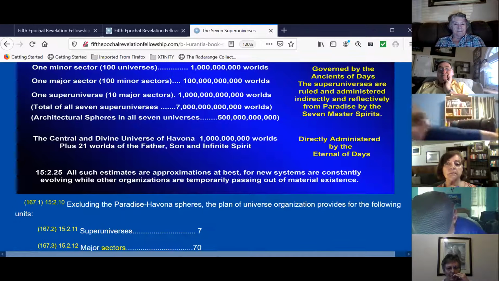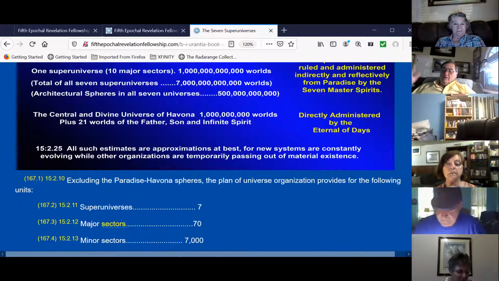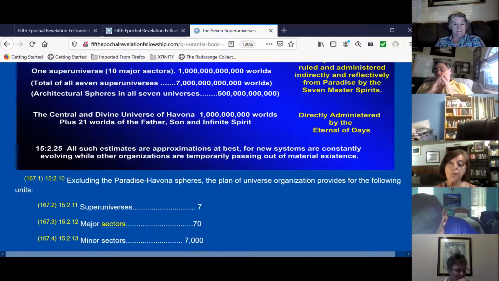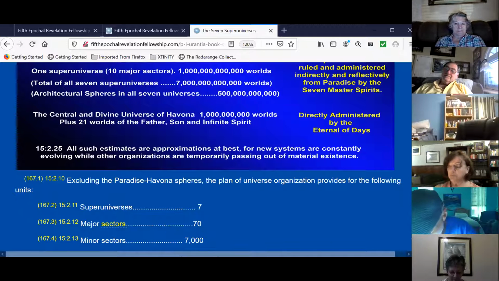And it says at the bottom here, such estimates are approximations at best, for new systems are constantly evolving while other organizations are temporarily passing out of material existence. What? Some are passing out of existence? That's true. Everything has a cycle. Even the worlds have a cycle. They wear out and they zap out. That's when the sun dies, the planets die, right? So what happens to those beings that are inhabiting those planets? Y'all think about that? They go to the architectural spheres and the local systems, right?